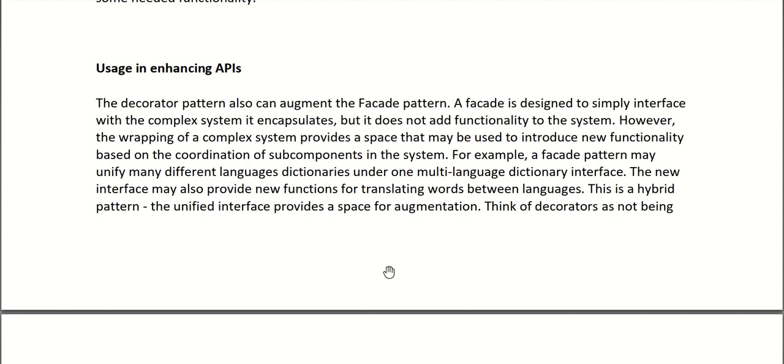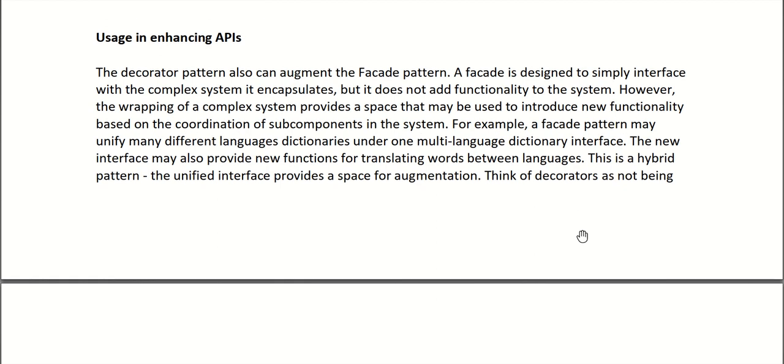For example, a facade pattern may unify many different languages dictionaries under one multi-language dictionary interface. Just take an example. The new interface may also have new functions for translating words between the languages. This is a hybrid pattern. The unified interface provides a space for augmentation.